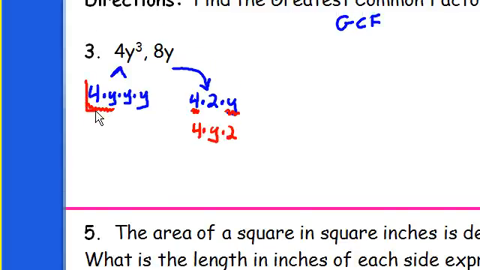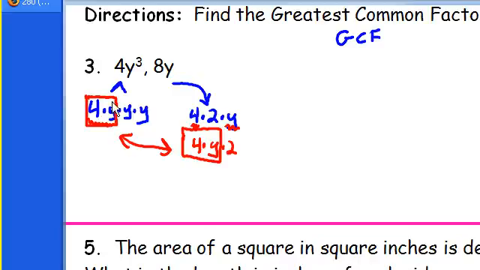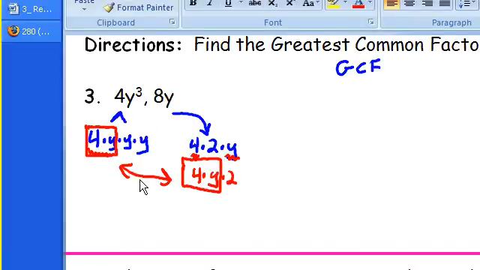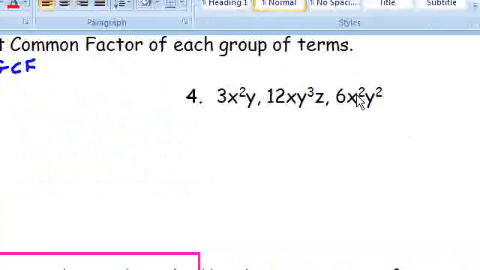And so here is a common factor, 4y, and here's a common factor over here, 4y. These are both common factors to each one of these, and they're also the greatest common factor. You can see that easily just from looking at this. What number can we divide by each of these? Well, 4 can go into both of them, and y can go into both of them. So 4y is the greatest common factor for both of these terms.